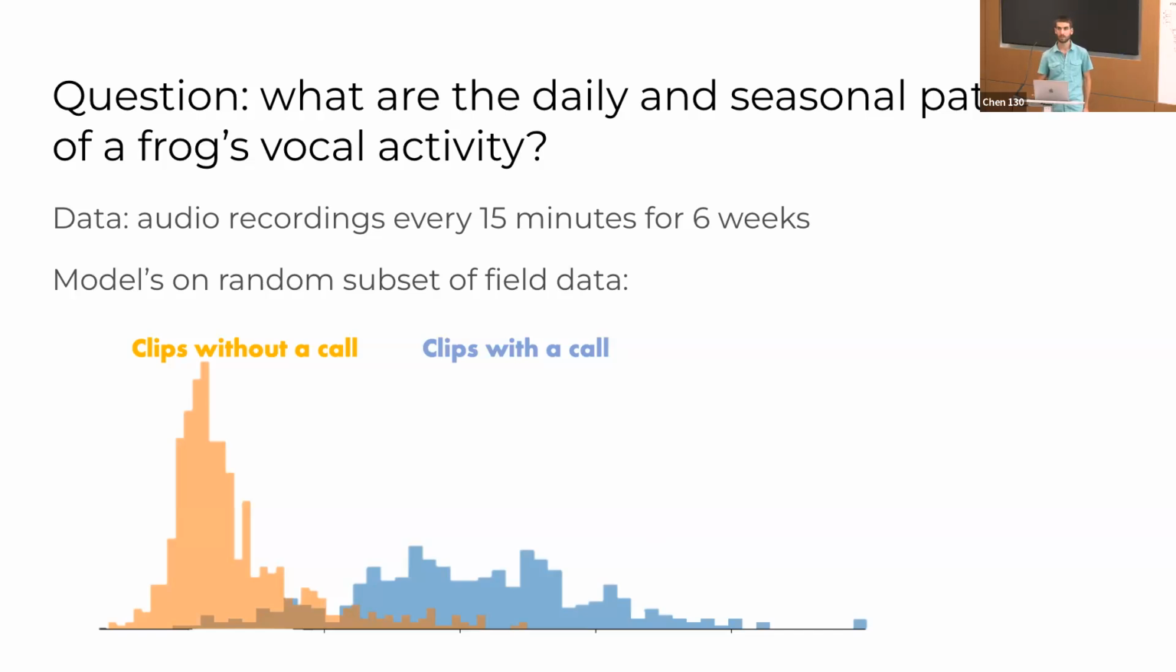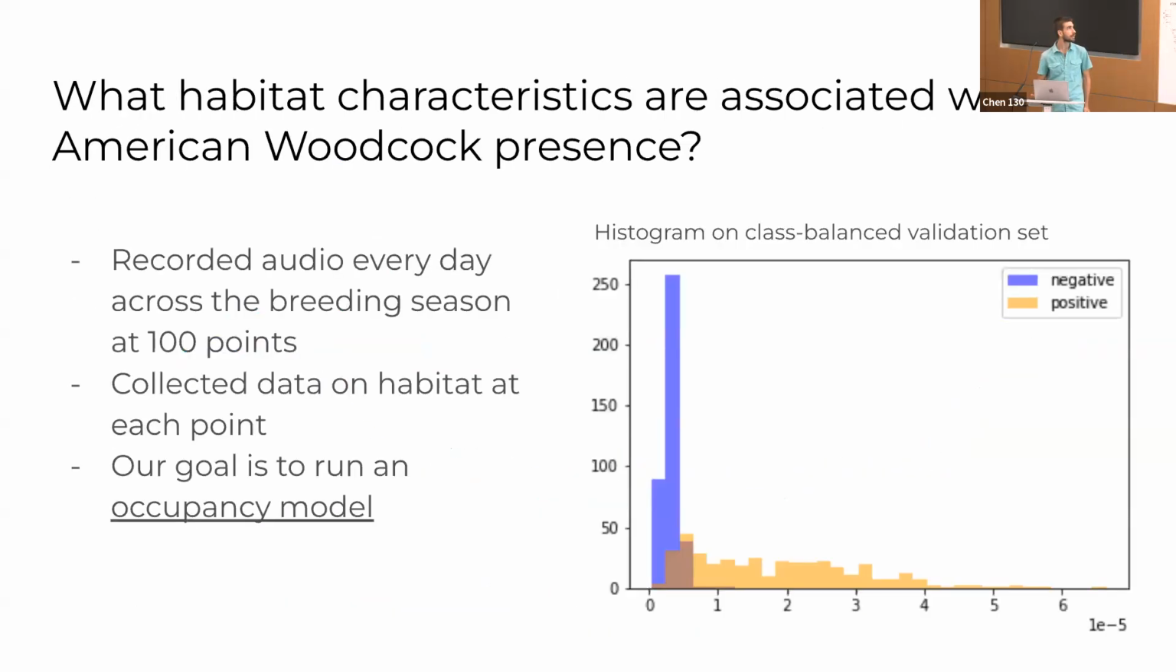Cool. Let's look at one more example. In this case, we have a detector that's detecting a bird called the American woodcock, and we're going to run an occupancy model because we're interested in what habitat covariates are associated with this bird, which is a popular game bird. People are interested in the conservation and game management here, and in the habitat covariates that predict the occupancy of this bird. We record audio every day across the breeding season. We have 100 points. And this is what our histogram looks like of a class balanced validation set. So what should we do?